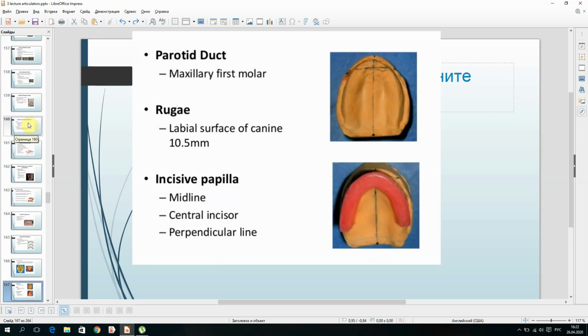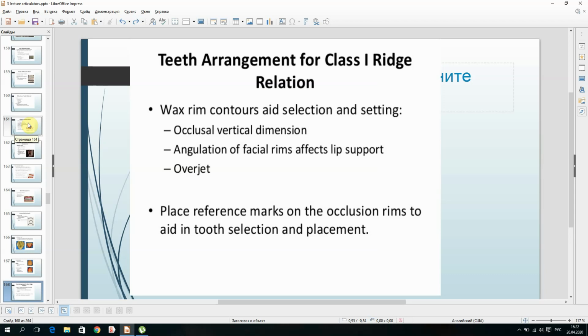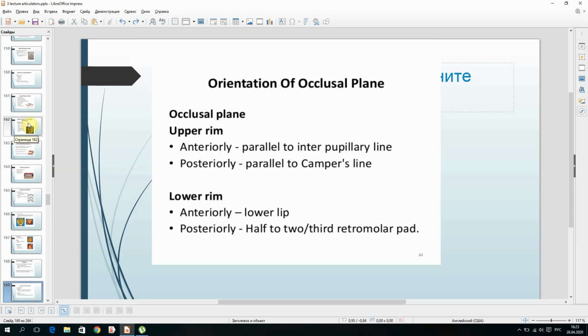Parotid duct: maxillary first molar, labial surface of canine, 10 to 40 mm, incisive papilla, midline, central incisor, perpendicular line. Teeth arrangement for class 1 ridge relation: wax rim contours aid selection and setting. Occlusal vertical dimension: angulation of facial rims affects lip support, overjet. Place reference marks on the occlusion rims to aid in tooth selection and placement.